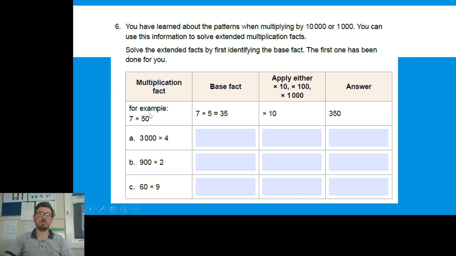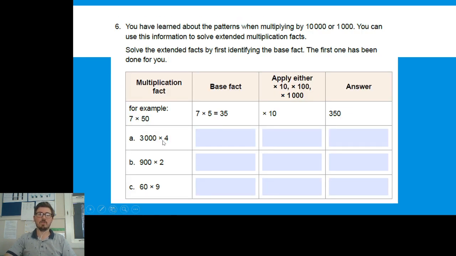The first one has been done for you. So what this activity wants you to do is, first of all, cross out the zeros or pretend that the zeros don't exist, and then do the base fact. So they've gotten rid of the 0, they've done the base fact, 7 times 5, which is 35. Then they've written down what applies. Is it tens, hundreds, or thousands? 50 is a tens. It's not a hundreds or a thousands. So they've gone times 10, and then they've taken the base fact and they've added the 0 back on at the end.